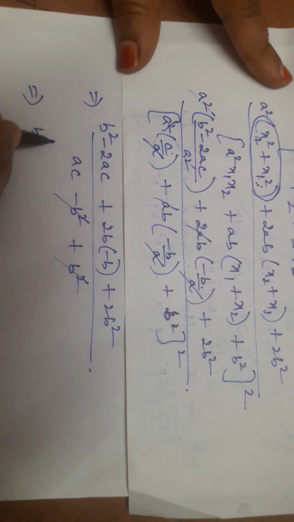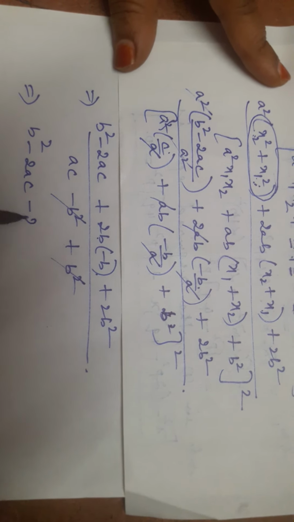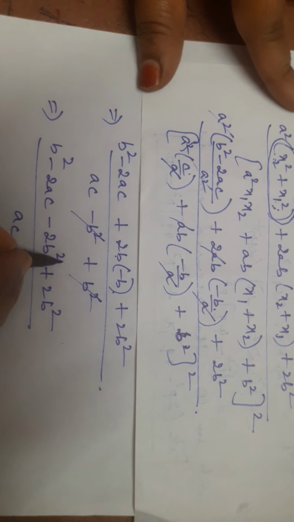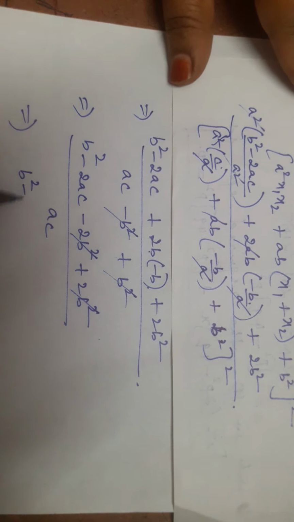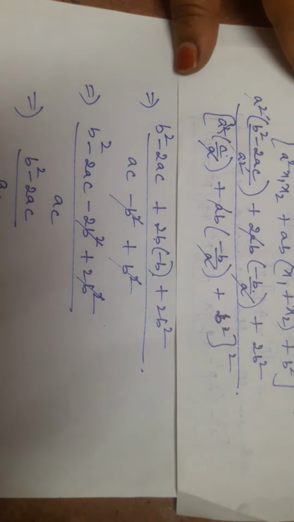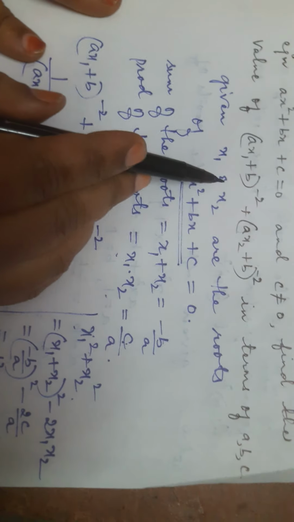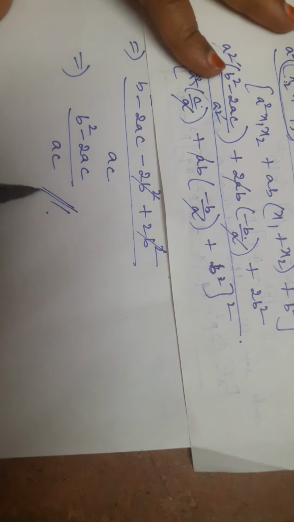Numerator is b square minus 2ac, 2b into minus b is minus 2b square plus 2b square, by ac. So these two get cancelled and we are left with (b square minus 2ac) by ac. So the value of the given question, (ax1 plus b) whole power minus 2 plus (ax2 plus b) whole power minus 2, is (b square minus 2ac) by ac.